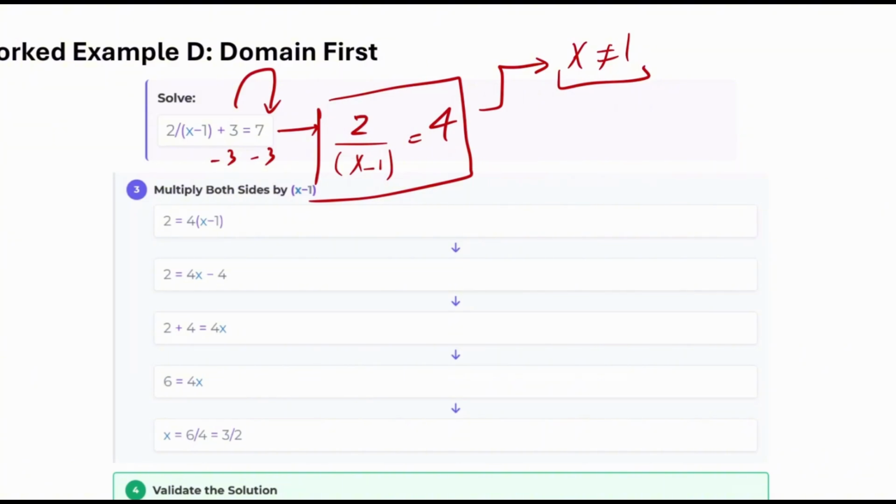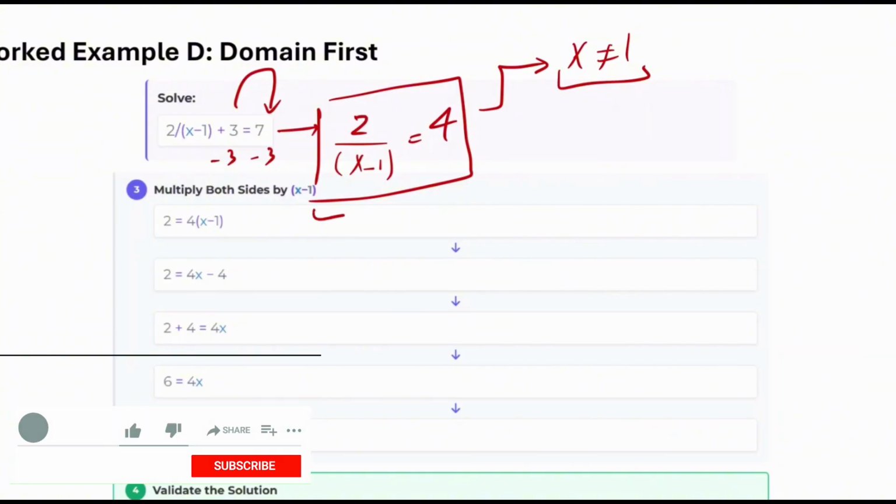So after that I can solve the equation. How can I do that? I have to multiply both sides by x minus 1 itself. There's no common denominator here. The only thing that we do have is x minus 1. So it means multiply this side by x minus 1, multiply this one by x minus 1.